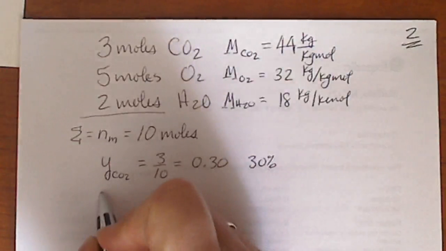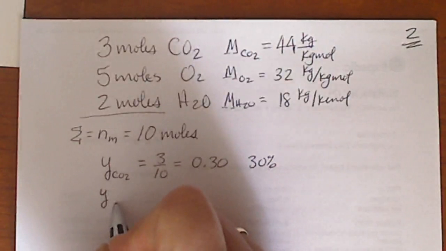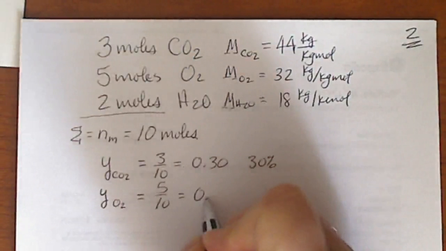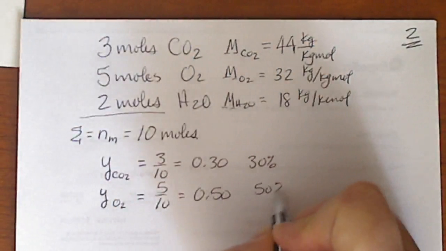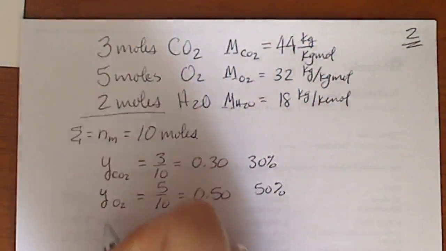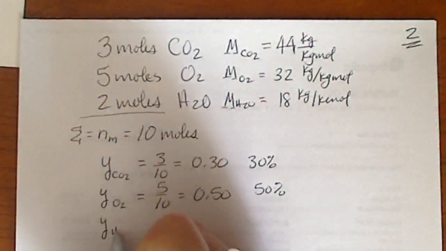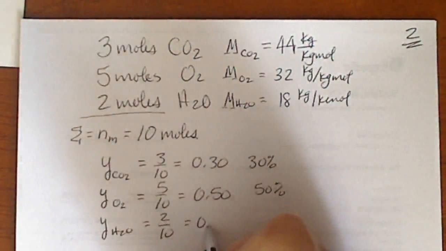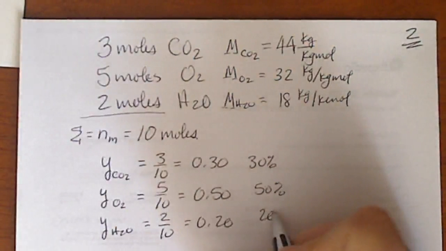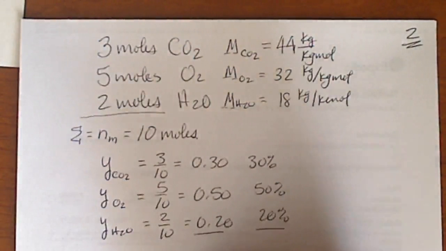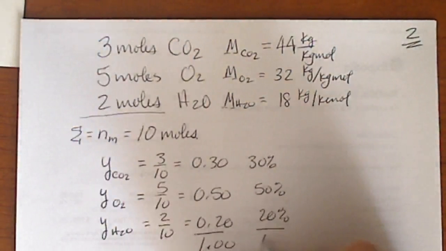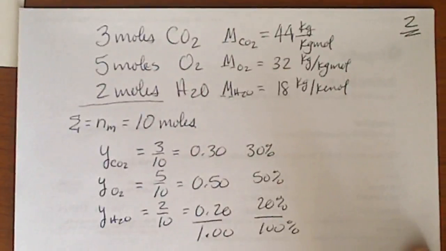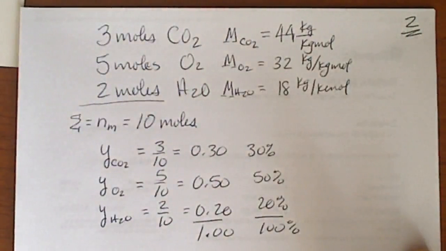And likewise, Y for the oxygen is 5 out of 10, and that's half of it. And for the water vapor, 2 out of 10 is 0.2. And of course, when we add those up, since these are fractions, they better add up to 100%. So that's just kind of a check.